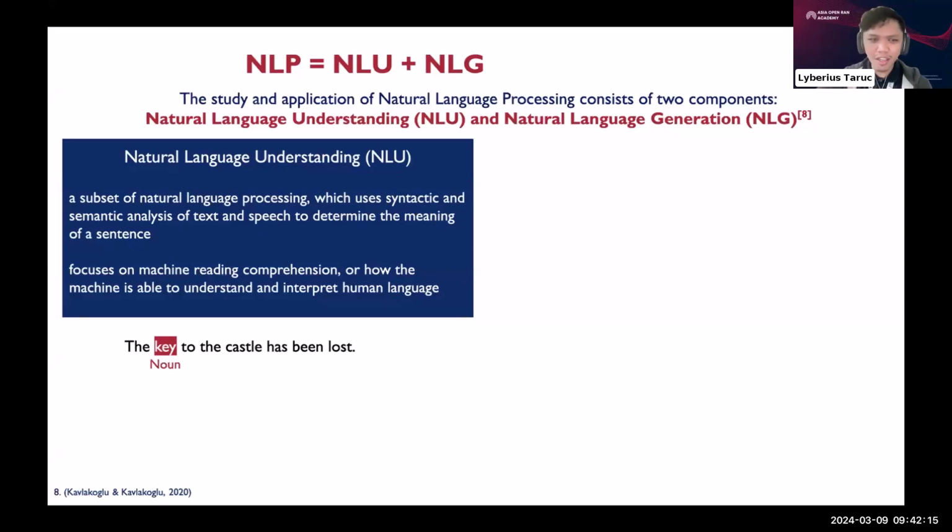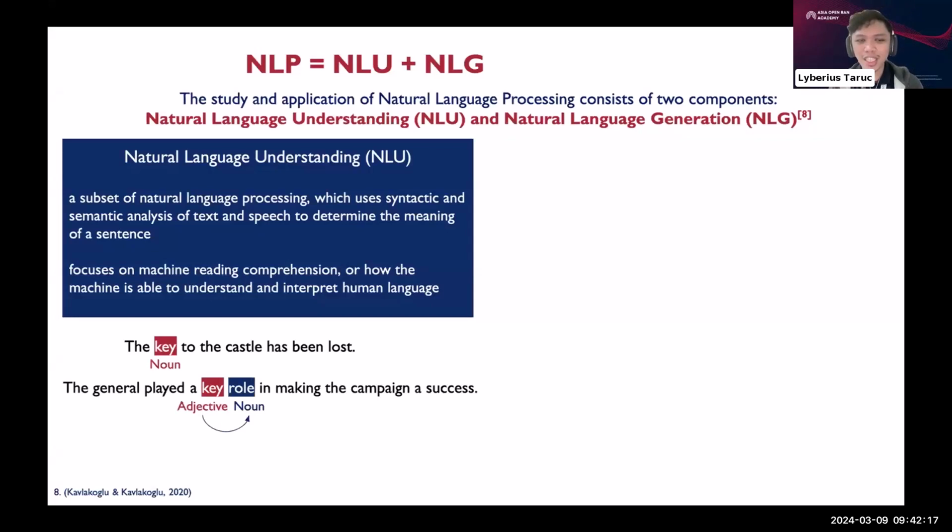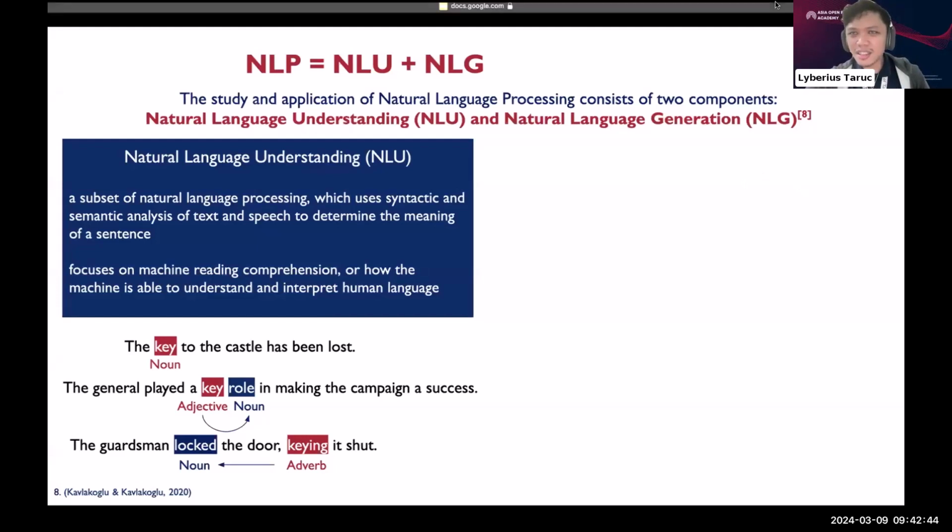But then he goes on and says that the general played a key role in making the campaign a success. So notice that the word key is still there, but how is it being used? Is it still being used as a noun? Of course not. It is already being used as an adjective to describe another noun, which is role, right? And then he further goes on to say that the guardsman locked the door, keying it shut. So what does that even mean?